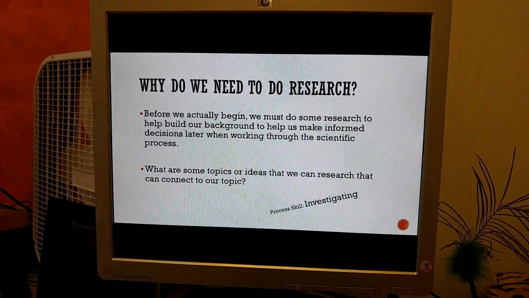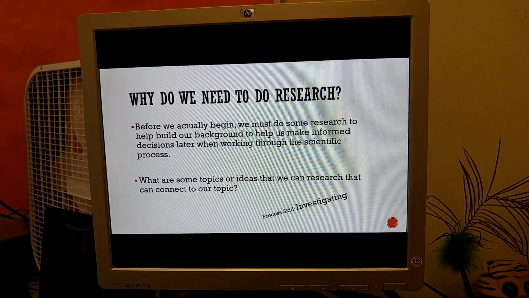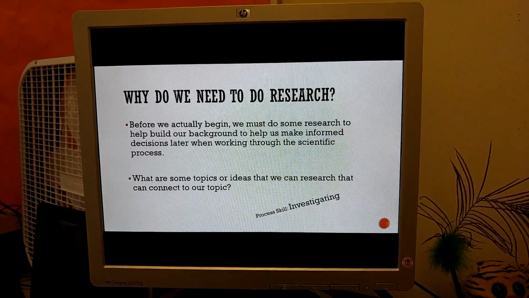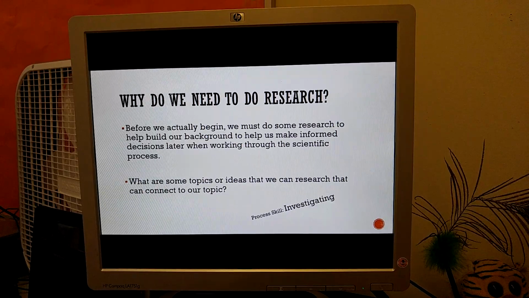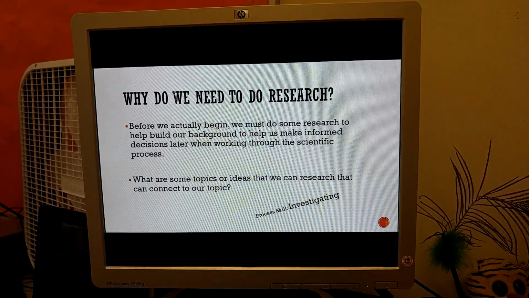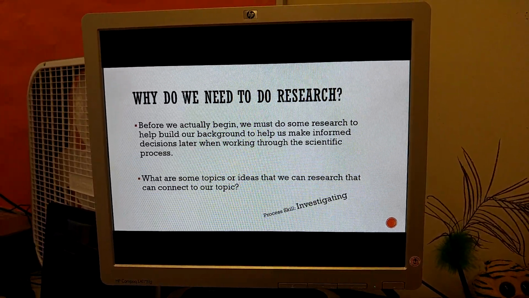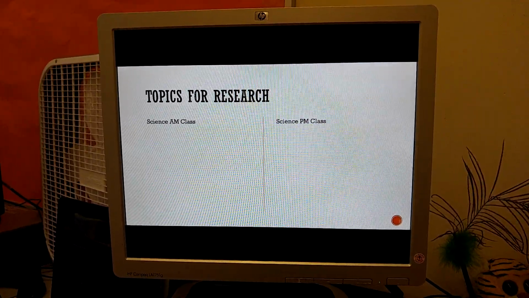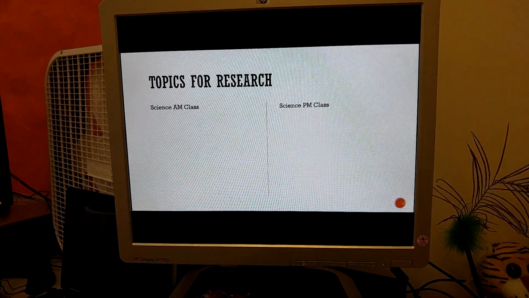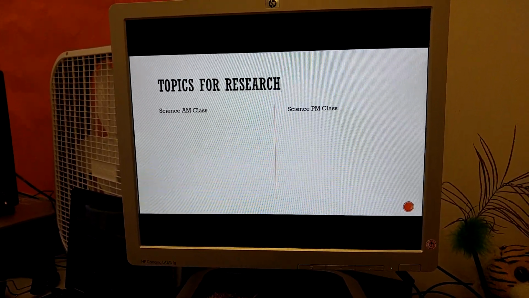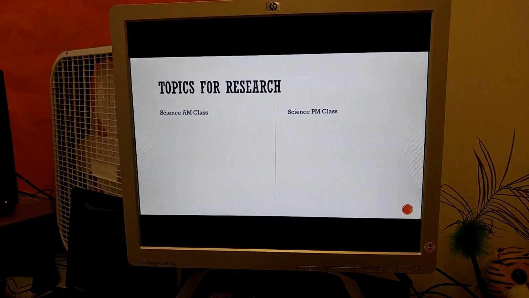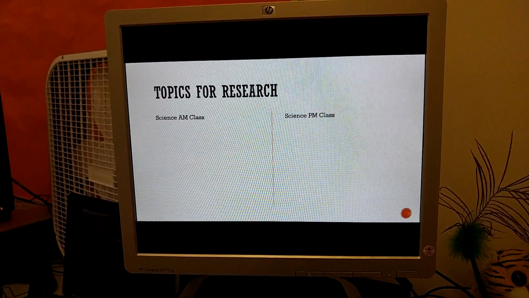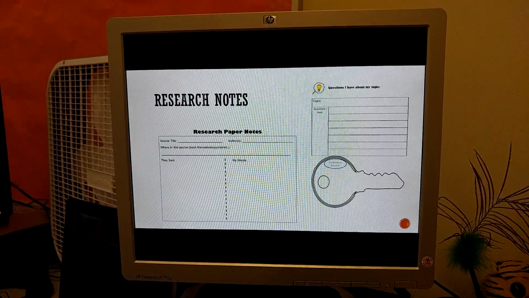Why do we do research? Before we actually begin, we must do some research to help build our background, to help us make informed decisions later when working through the scientific process. What are some of the topics or ideas that we can research that can connect to our topic? This is the investigation process skill. So here's our topics page, and this page will be filled out for the classes so you can talk to your kids about what they thought were good scientific topics that we could do for research, because today they will be researching in order to gain that background knowledge.